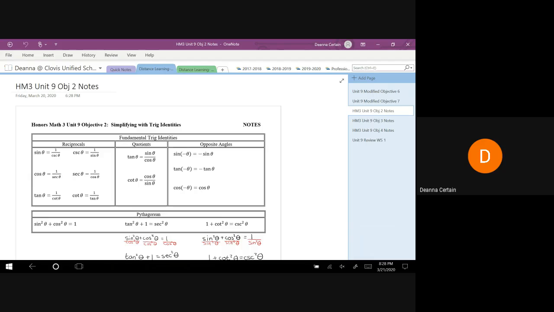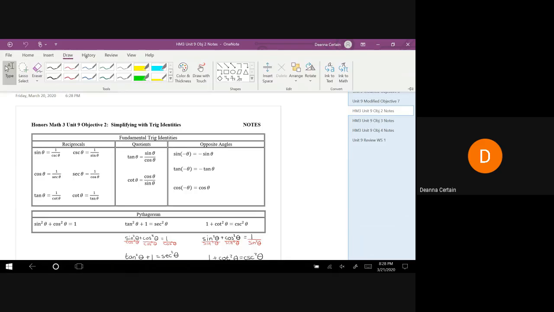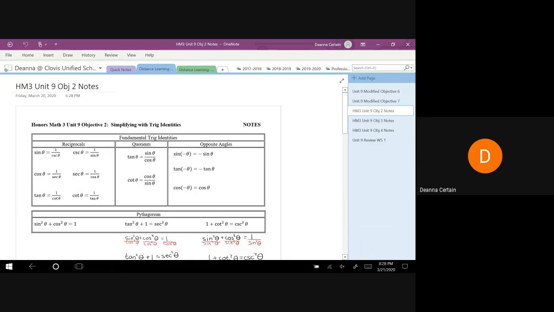You then have a reminder of what tangent and cotangent are in that middle box. Tangent is sine over cosine, cotangent is cosine over sine. And then opposite angles, which are the ones in class at least that people seem to not remember as much as the others: sine of negative theta is equal to negative sine theta. Tangent of negative theta is equal to negative tangent of theta, and cosine of negative theta equals cosine of theta.